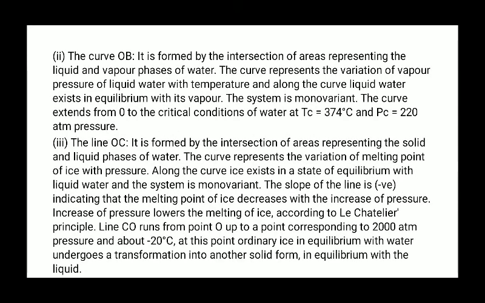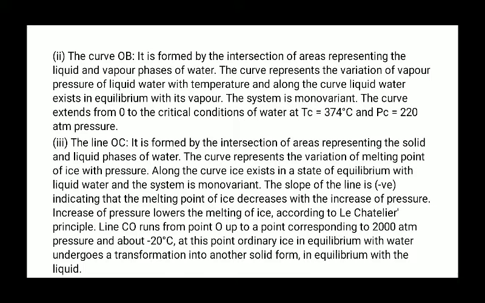The curve OB is formed by the intersection of the areas representing the liquid and vapor phases of water. The curve represents the variation of vapor pressure of liquid water with temperature, and along the curve liquid water exists in equilibrium with its vapor. The system is monovariant. The curve extends from O to the critical condition of water at Tc = 374 degrees C and Pc = 220 atmosphere pressure.